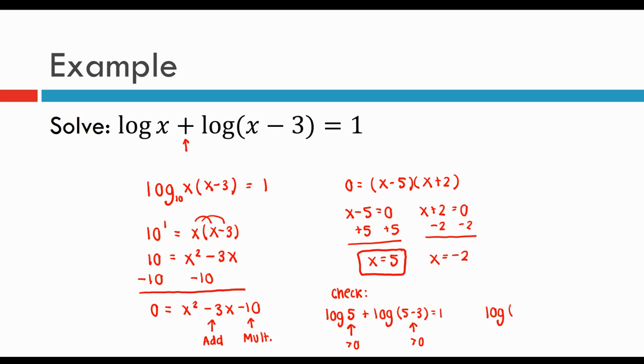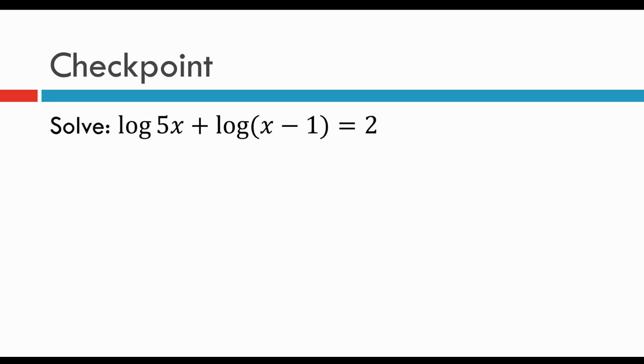When I check the negative 2, we'll have log of negative 2 plus log of negative 2 minus 3 to equal 1. Notice that in both of these cases, we do not get it, okay? It is not greater than 0, and this one is not greater than 0. We need both of them to be greater than 0 for it to be a solution. So in this case, negative 2 just does not work, so we only have one answer.